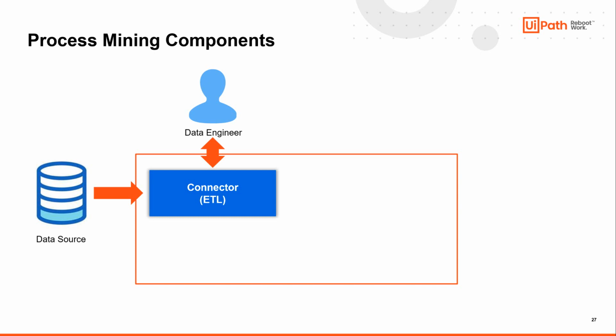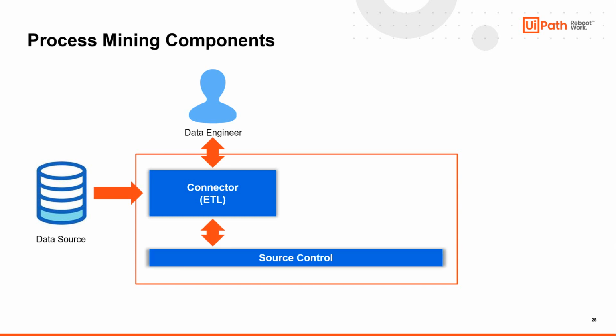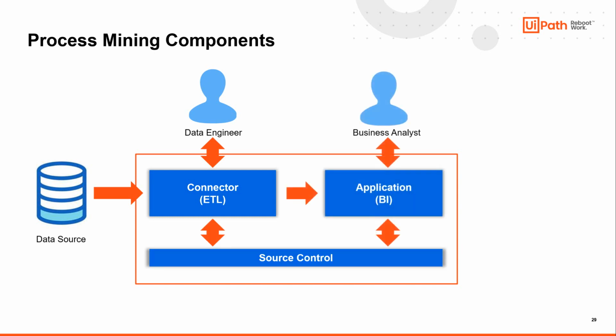A data engineer is typically the person that works on this. They understand where the data exists and they have access to it. As they work on it, they're able to add all their changes to source control. And once they're satisfied, they promote that into the application development, where a business analyst will work on the business intelligence portion of it. These are the dashboards.